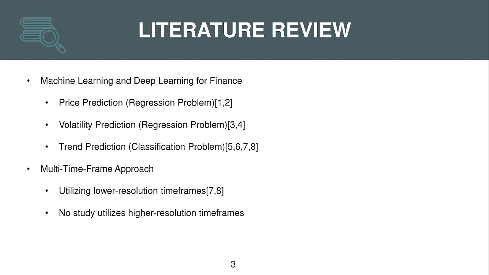In previous research, the trend is usually classified in two classes of upward and downward, or in three classes of upward, downward, and level. A few studies have utilized more than one time frame of input to improve their model. They have used lower resolution data, but no study has used higher resolution data.